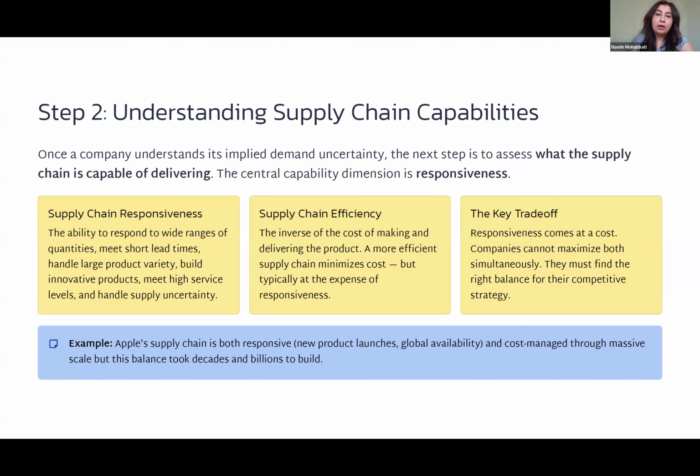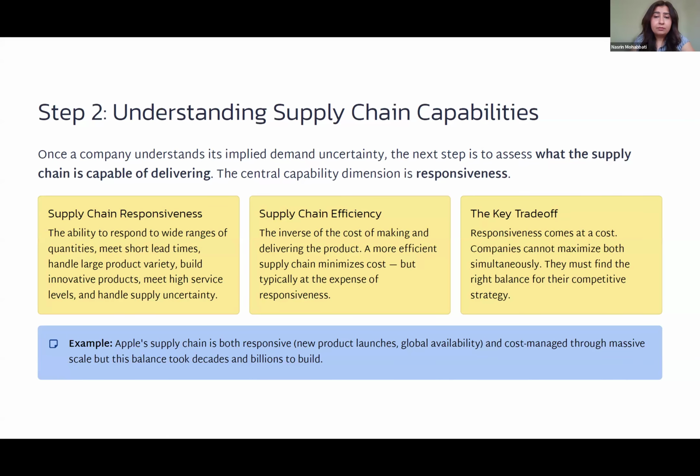Next, we want to talk about supply chain capabilities. In order to achieve strategic fit, first we understand customer demand and need and the uncertainty it involves. And then we're going to learn about the capabilities of the supply chain, which can help us navigate through that uncertainty.